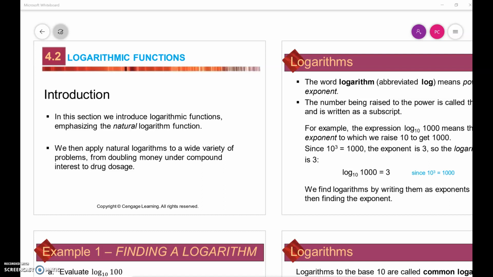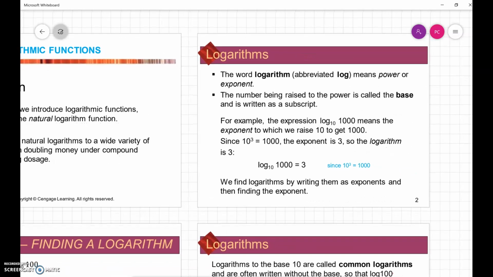Alright, this is the business calculus video for section 4.2, part 1, and we're talking about logarithmic functions. We're going to introduce logarithmic functions and emphasize the natural logarithmic function, and we're going to apply those logarithms to a wide variety of problems, from doubling money under compound interest to drug dosage.